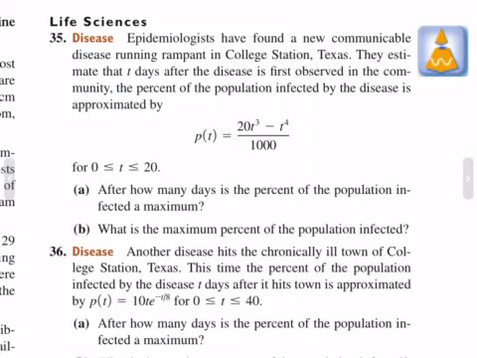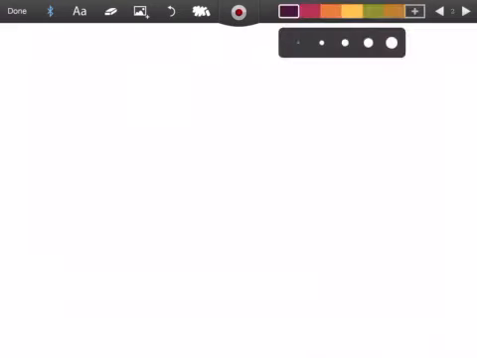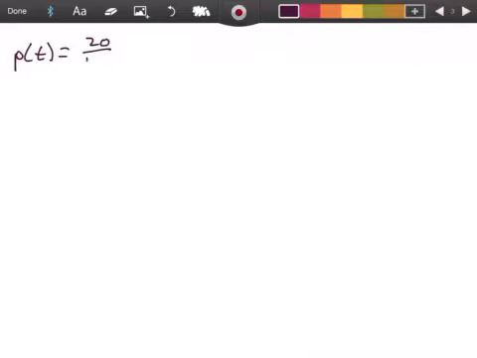Even though this looks like a rational function, it's actually polynomial because there is no variable in the denominator. So I'm going to actually start off by writing this function in polynomial form. 20 over 1,000 t cubed minus 1/1000th t to the fourth. I know I could reduce 20 over 1,000. I'm not going to worry about that because I will have to reduce after I apply the power rule anyway.